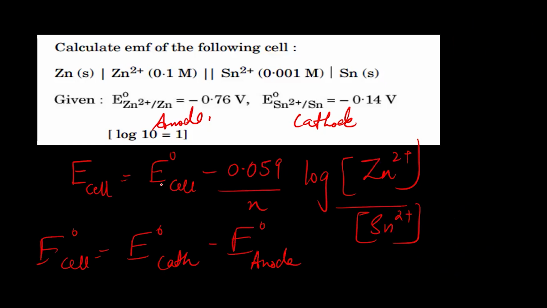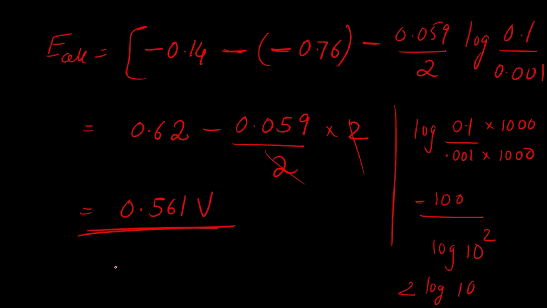E cell is equal to E0. This is the Nernst equation. Okay, what is the name of this equation? Nernst equation. E cell is equal to E0 cell minus 2.303 RT by nF, log Zn2 plus by Sn2 plus. Now moving to the next question. So these questions, just revise them very well.